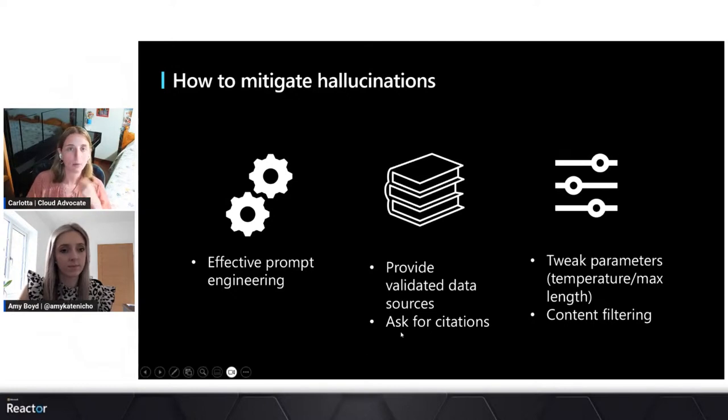Then provide, for example, a validated data source, again, as I've shown you in the demo, in which we provided the model with PDF files. And then tweaking parameters like the temperature, which is the degree of randomness of the model, or the max length of the output, or applying content filtering that can help us moderate both the prompt and the output. All of those tools are available on Azure OpenAI Service and help guide us to use generative AI responsibly, since these technologies are so powerful.